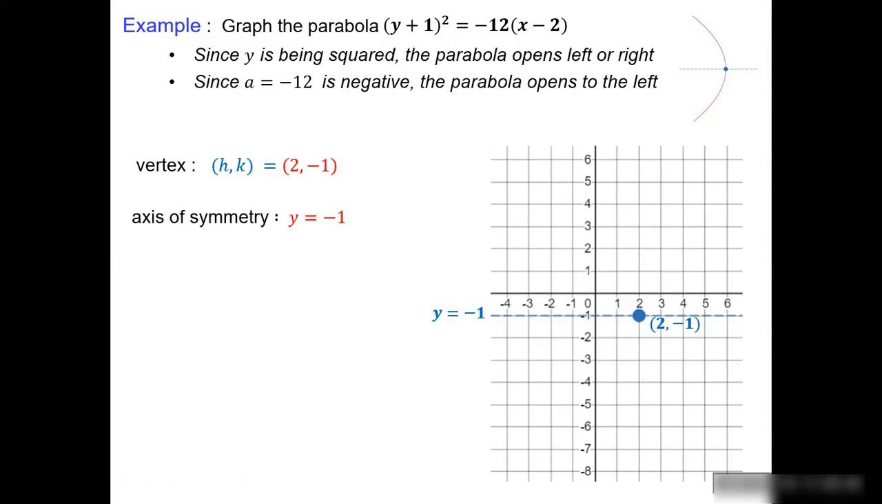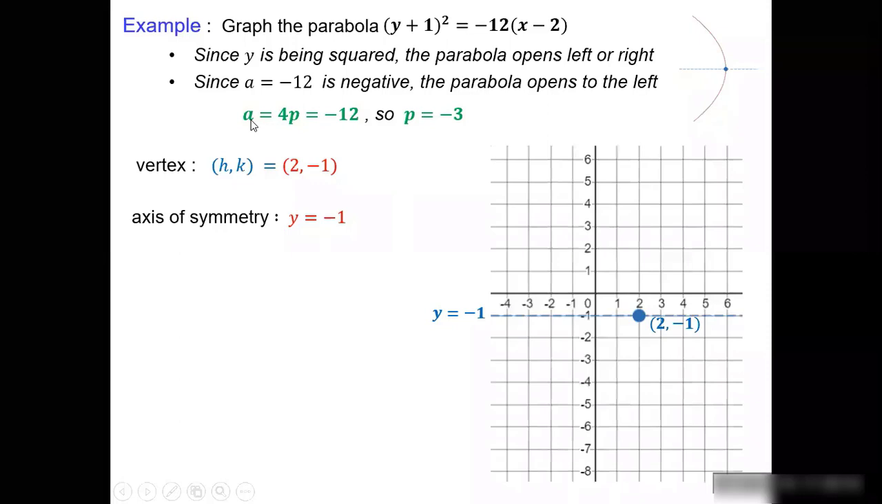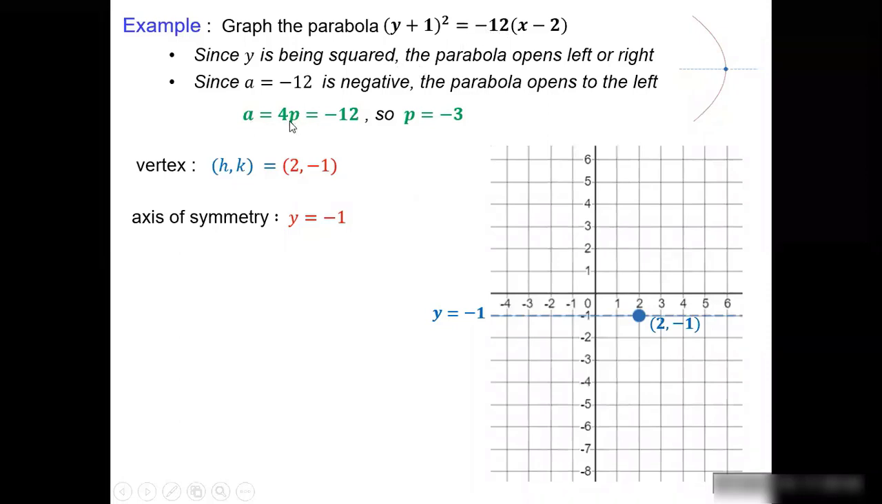Now the next step is to find our focus. But remember, to find our focus, we're going to need to find the value of p. So remember that the a value of negative 12 is equal to 4p. So if 4p is negative 12, then the p value that we need is negative 3. Now, typically, we often think of the p value as being only positive to indicate a distance. But because we see that p is negative, that just tells me that the focus, since it's going to be opening left, is on the left side of the vertex.